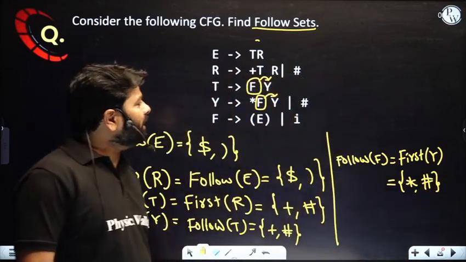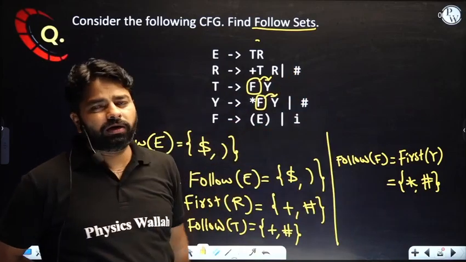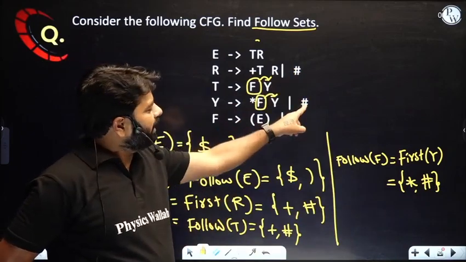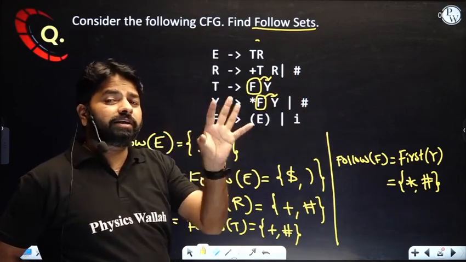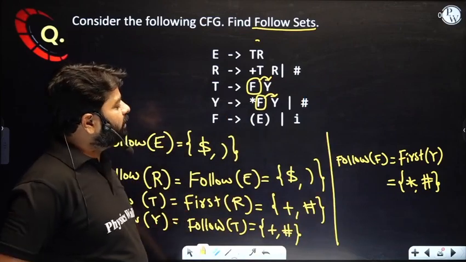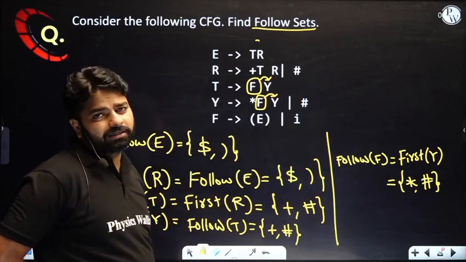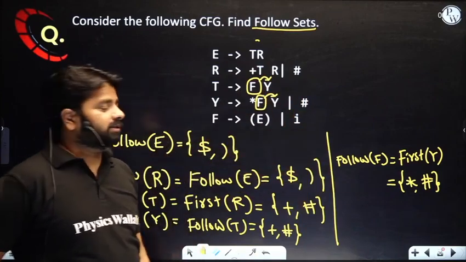You may try something like this: in place of hash, take epsilon, and do it as homework. In place of these two hashes, put epsilon here and here. Then look at how the first set and follow set can be computed. Do that as homework, and you may discuss in case you have any doubt in the computation of first and follow sets.